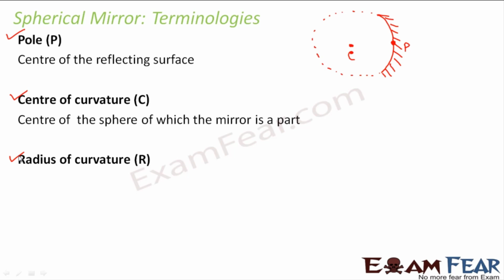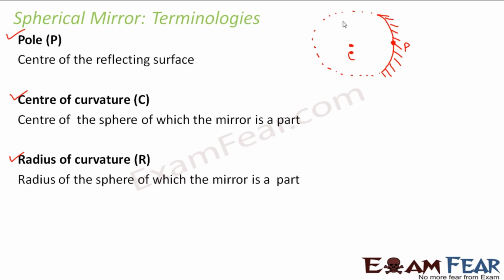Next is the radius of curvature. It is on similar lines to the center of curvature. The radius of curvature is the radius of the sphere of which the mirror is a part. That means the radius of this sphere. So this radius is known as the radius of curvature.